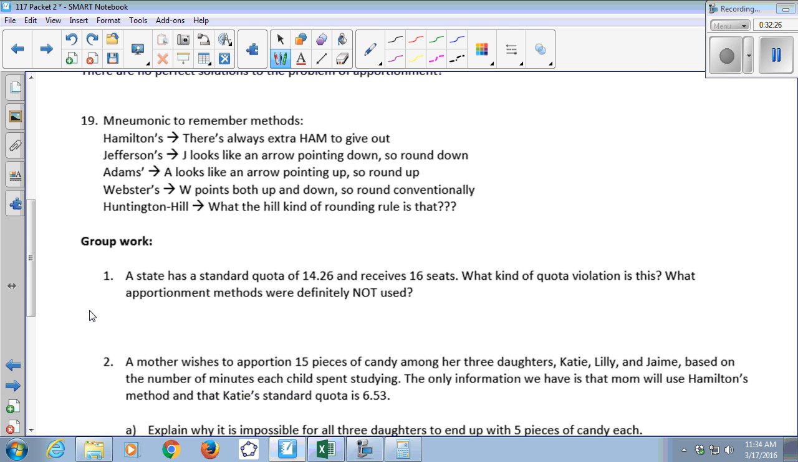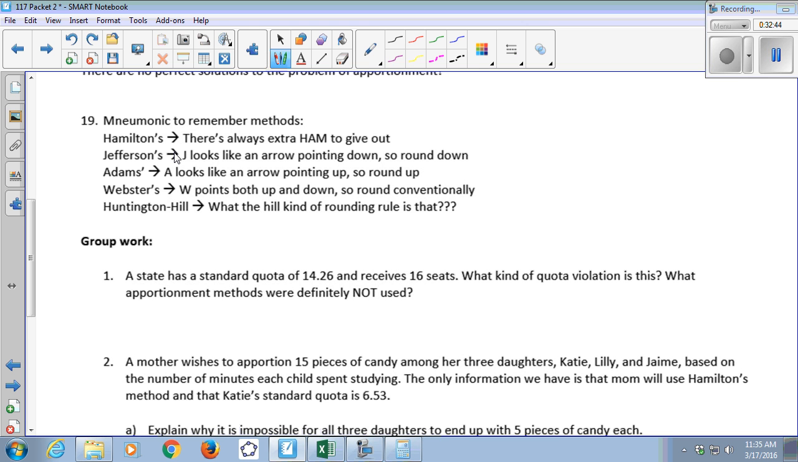All right, so here's the mnemonic to remember the methods. Again, there's a sheet at the front of your packet that reminds you what all these are that you can have on the test. But Hamilton's method, there's always extra ham to give out. You have to dole out the extra seats after.